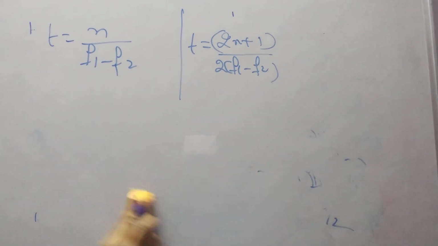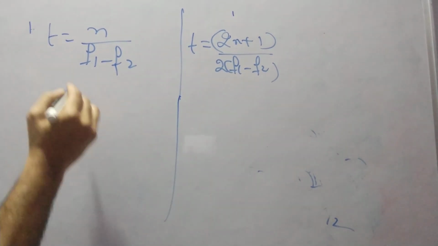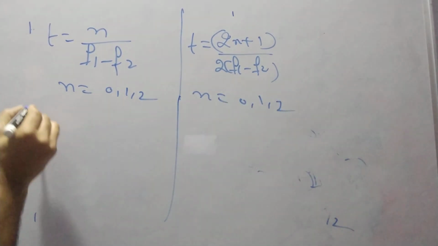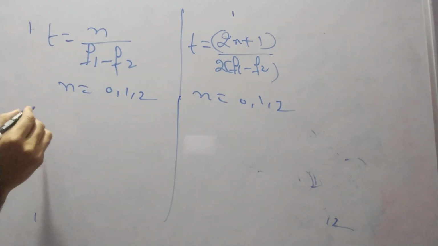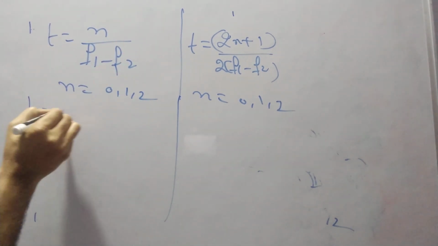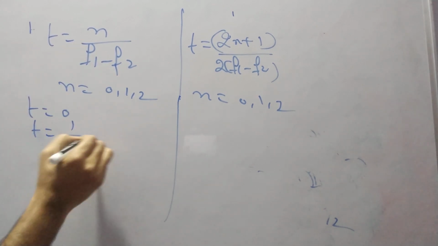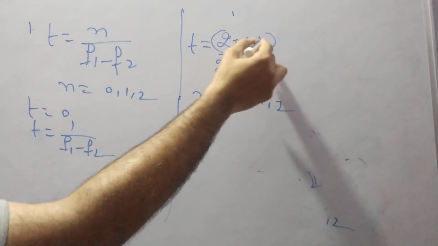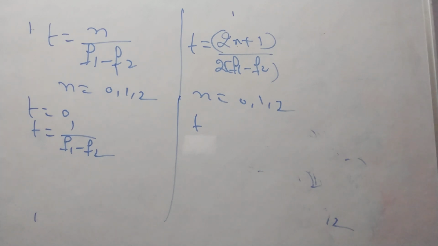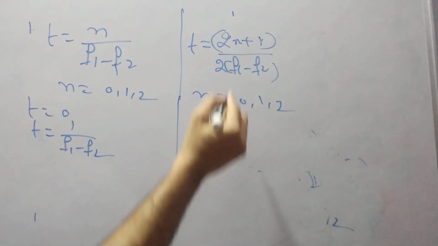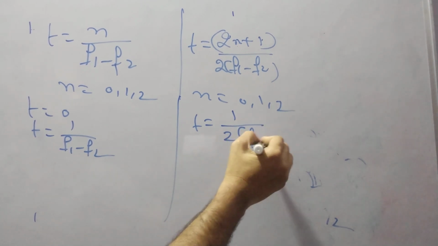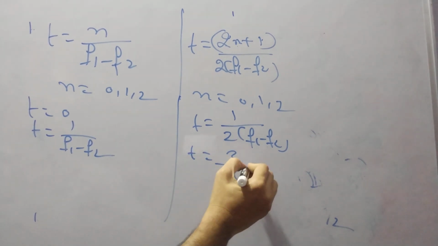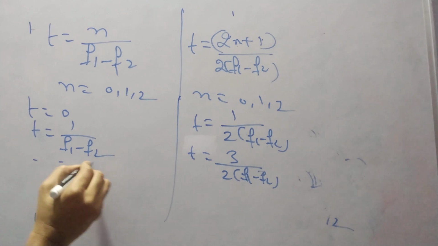Now by putting the values n equal to 0, 1, 2, you can get the time interval between two successive beats here. By putting n equal to 0, t is 0; by putting 1, this is 1 by (f1 minus f2). For the minimum, by putting n equal to 0, it is 1 by 2 into (f1 minus f2). By putting 1, 2 plus 1 is 3, so 3 by 2 into (f1 minus f2). You can put other values to get the values.